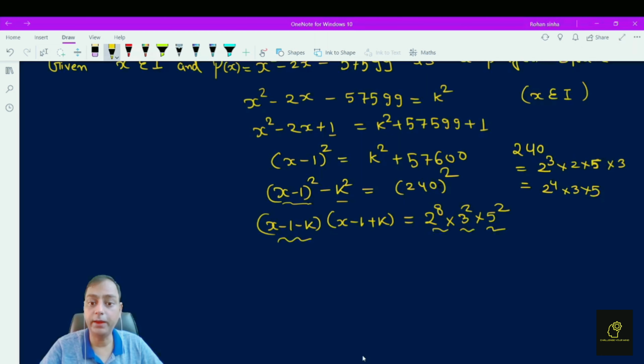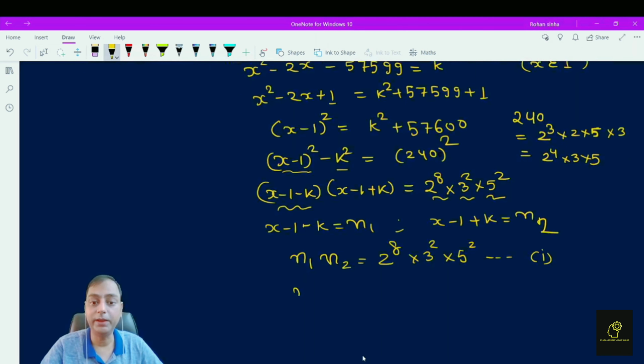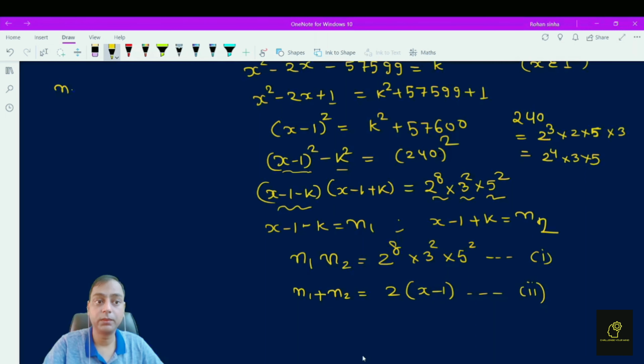Now let us suppose x minus 1 minus k as n1 and x minus 1 plus k as n2. So what can we say? We can say that n1 into n2 is 2 raised to 8 into 3 square into 5 square. So this is equation number 1. And what about n1 plus n2? n1 plus n2 is 2 times x minus 1, and x is an integer only. So n1 plus n2 is even, and n1 into n2 is also even.